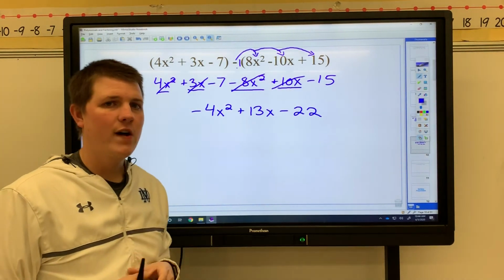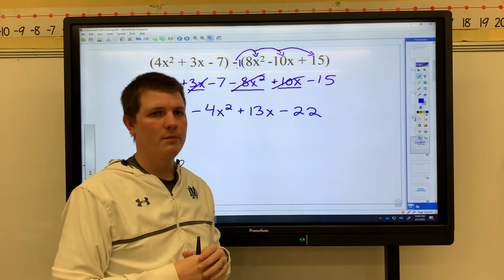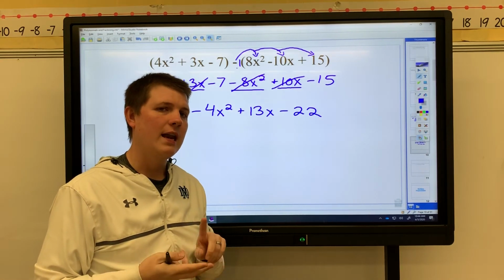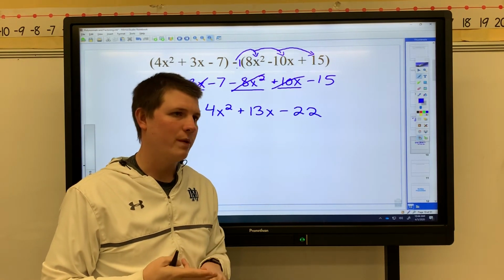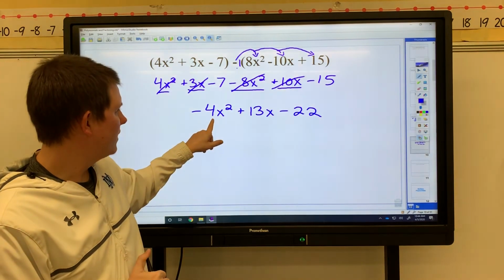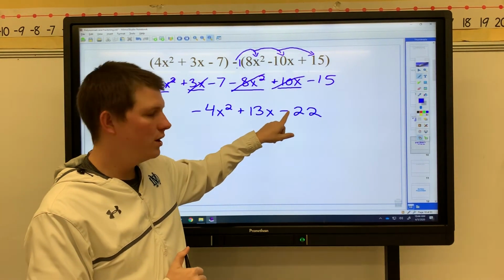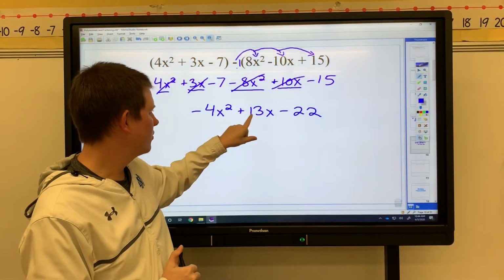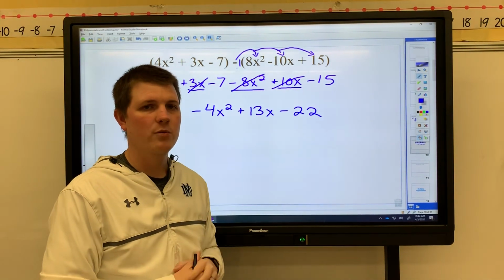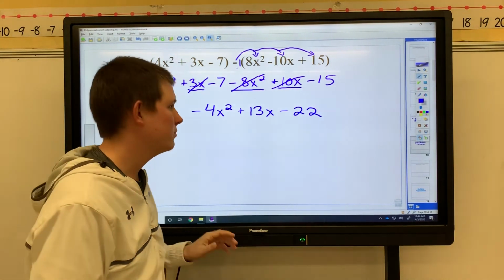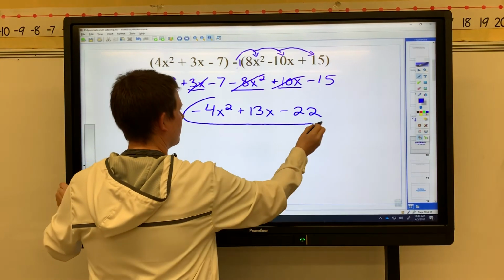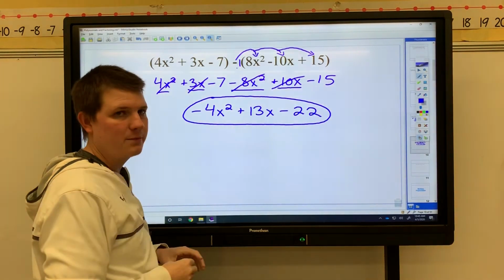So now, is it our final answer? Remember, for it to be our final answer, it must be in order by degree, and I can't have any like terms remaining. So it is in order by degree. Degree of 2, degree of 1, degree of 0. It is in order from greatest to least, and I have no more like terms. So that is my answer.